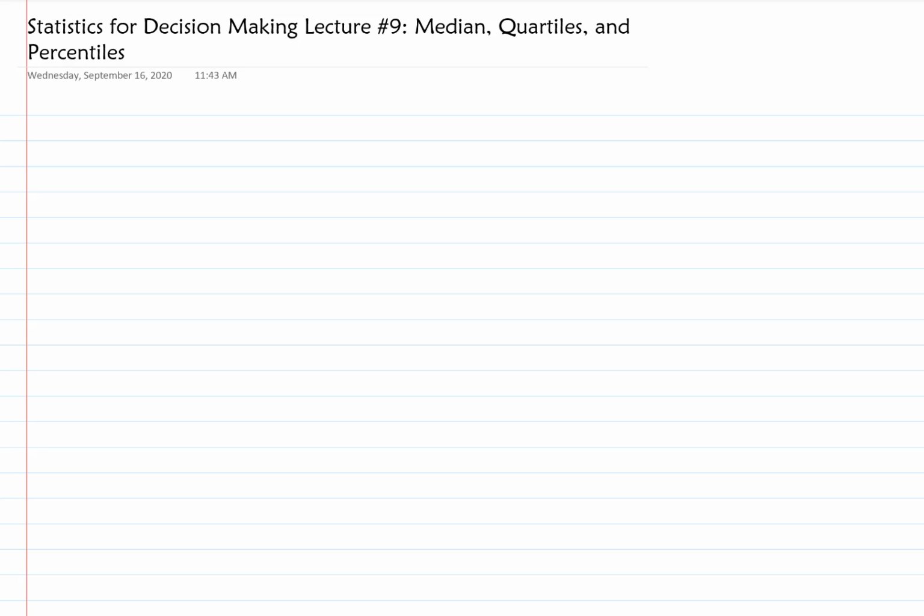Okay, this lecture is going to go with section 2.2 in the book called Measures of the Location of Data, but I'm titling it something more specific. And I'm saying median, quartiles, and percentiles because that's what we're actually going to be discussing.